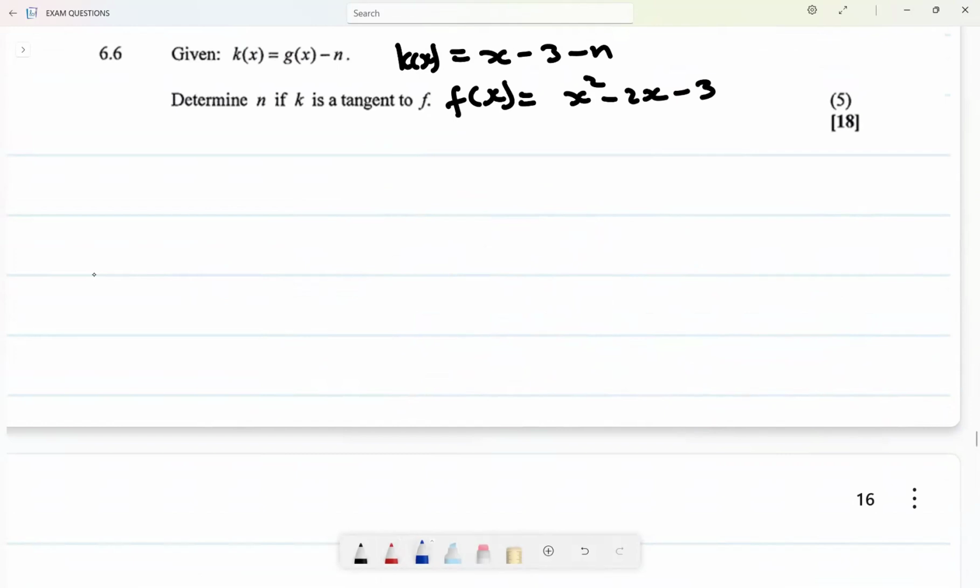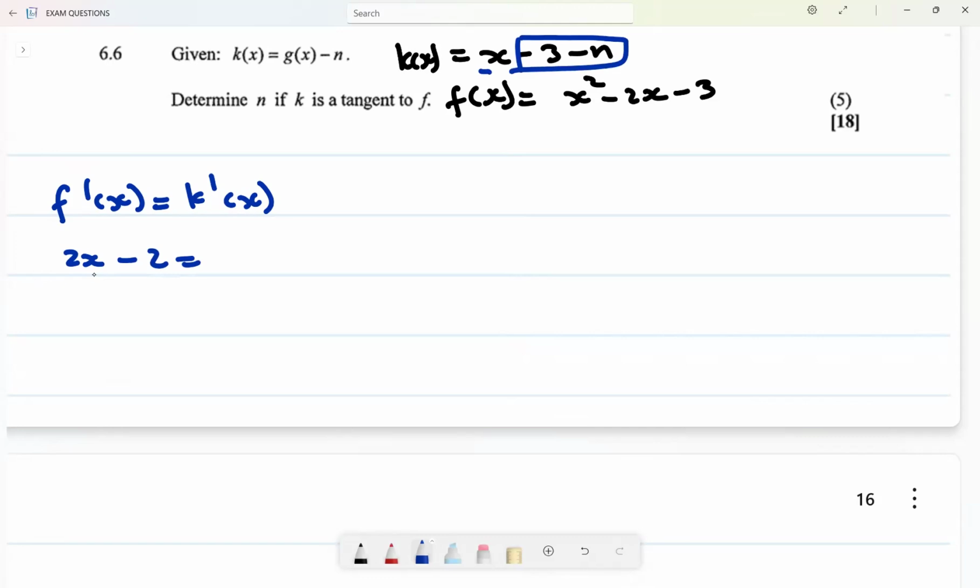So what can I do? I'll say, okay, I know that at that specific point they have the common gradient. So it means f prime of x is equal to k prime of x at that point. And what is f prime of x? F prime of x is going to be 2x minus 2. What is k prime of x? Remember, these are just constants, so when I derive this, it's going to be just 1. Agreed. So the x coordinate is going to be 3 divided by 2.